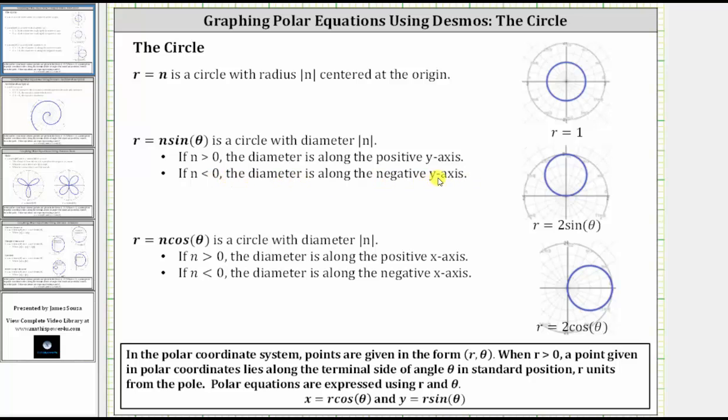When we have an equation in the form r equals n cosine theta, we have a circle with a diameter, absolute value of n. If n is greater than 0, the diameter is along the positive x-axis. When n is less than 0, the diameter is along the negative x-axis.